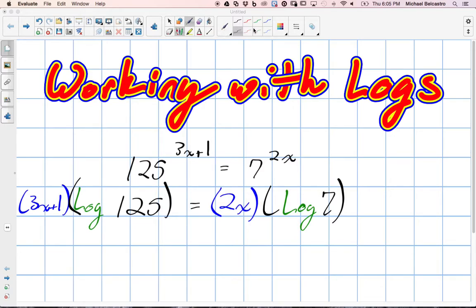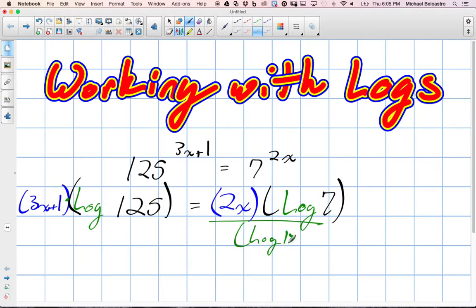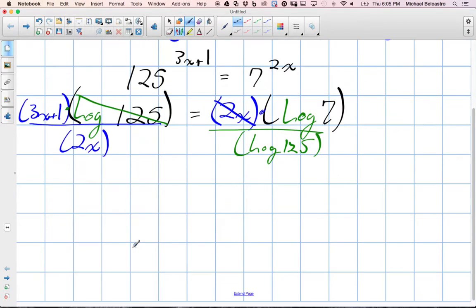What we can do here is let's put both logs on the one side, and we can divide on the other with our x value. Let's see if that will help us out. So when we move log of 125 to the other side, we would divide by it. So we'd get log of 125. And then the same concept holds here with our 2x. Because it's multiplied, we would divide this side by 2x. So essentially the 2x is gone on this side, and the log 125 is now gone on the other side. So let's see if this helps.